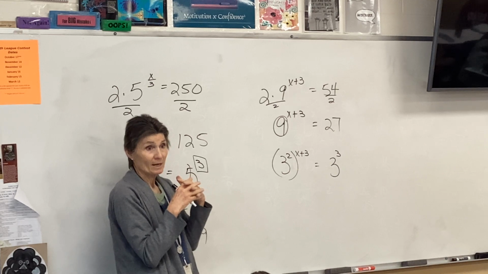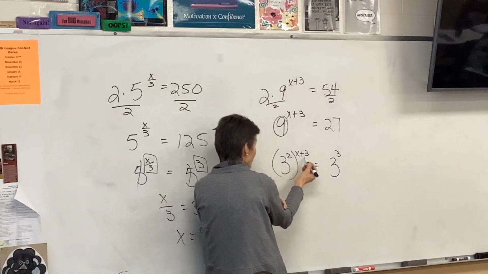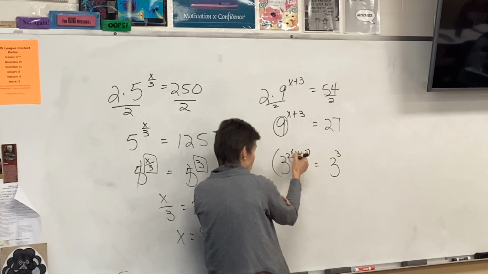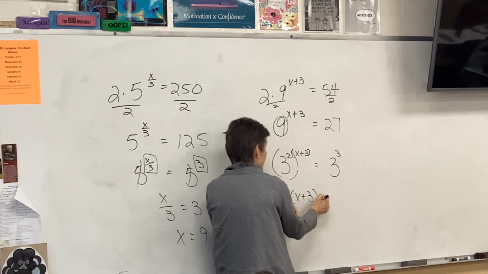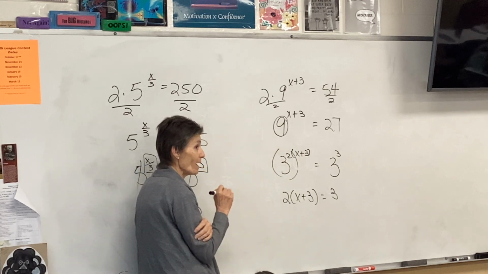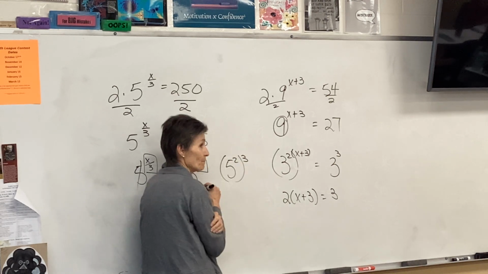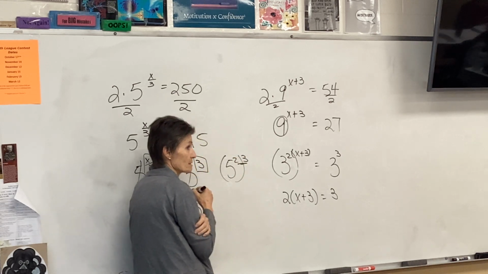I look at just my exponents. Now, be careful here. What happens when I have this double exponent right here? What am I going to do with those two? Multiply them. So this is going to be 2 times x plus 3 equals 3. When you have two exponents back to back, like if you had 5 squared cubed, that would be 5 to the 6th. Multiply these exponents.